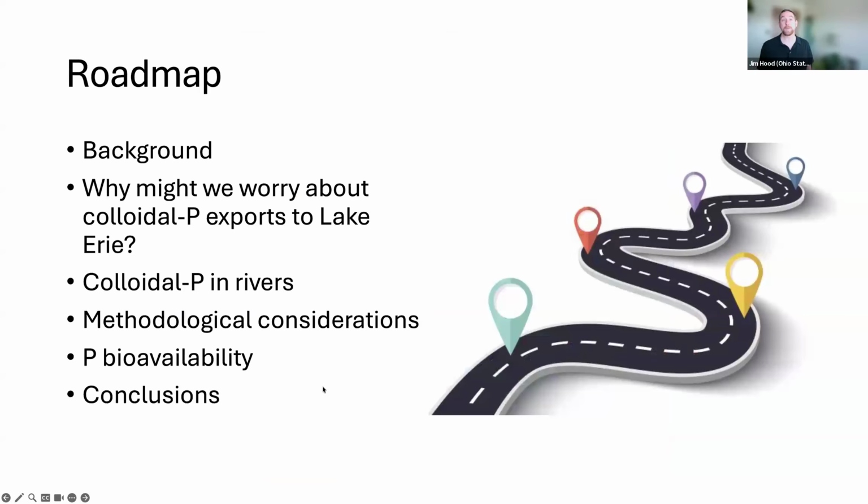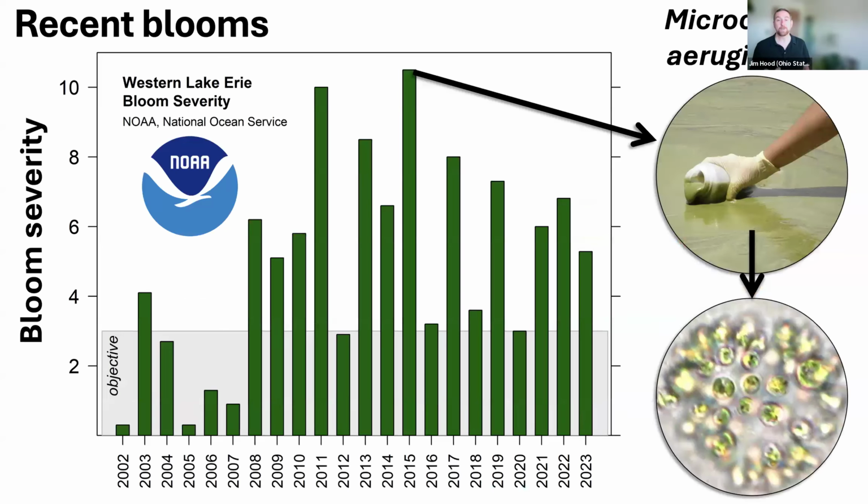So today I'm going to talk about a little bit of background on phosphorus and how we measure it. I'm going to talk about why we might be worried about colloidal phosphorus exports to Lake Erie. We'll talk about our results, colloidal phosphorus in rivers, some methodological considerations, the bioavailability of different phosphorus fractions, and then conclusions. So this project really is focused on Western Lake Erie, which we all know has been subjected to harmful algal blooms since the early 2000s.